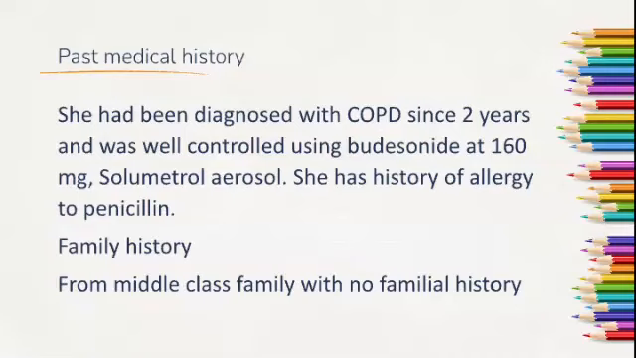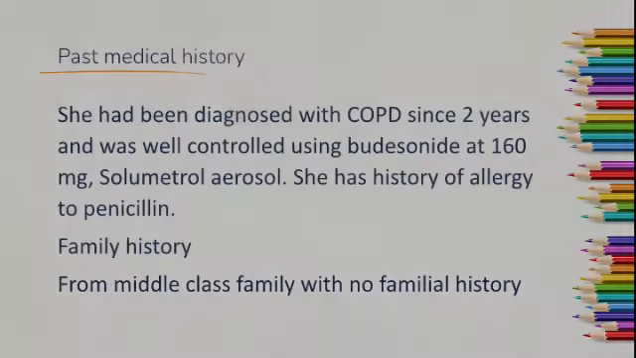The next is past medical history. You can give a very short history from the paragraph if you get time. She had been diagnosed with COPD for 2 years and was well controlled using the medicines. She has a history of allergy to penicillin. And family history: she is from a middle class family with no familial hereditary diseases.